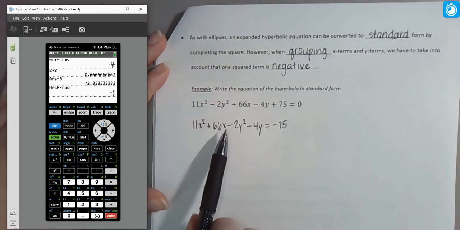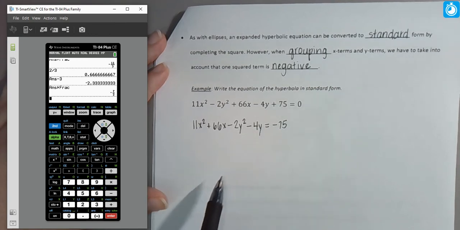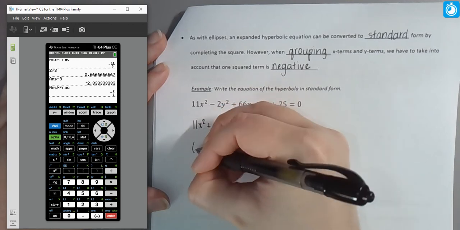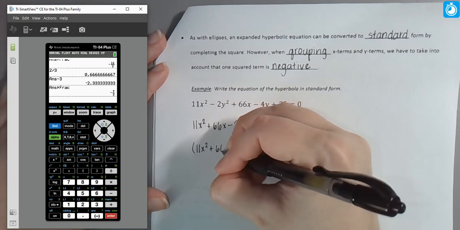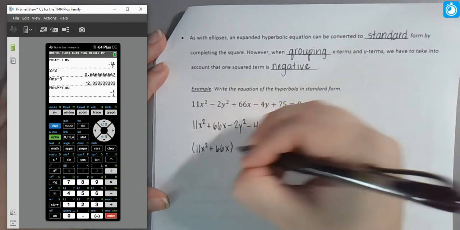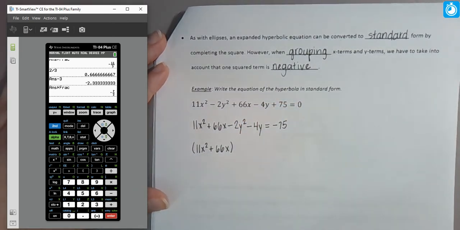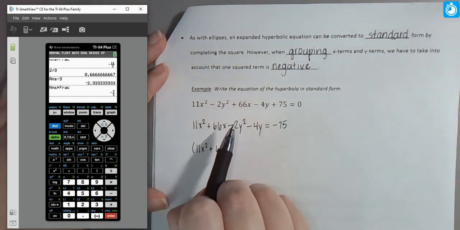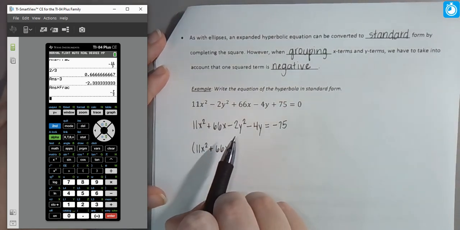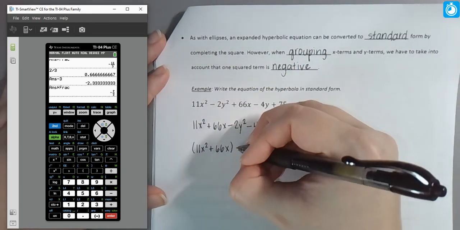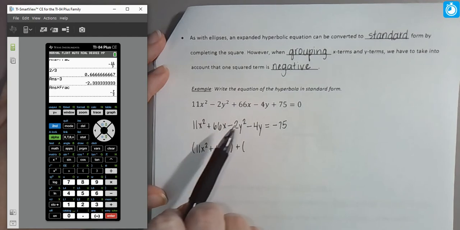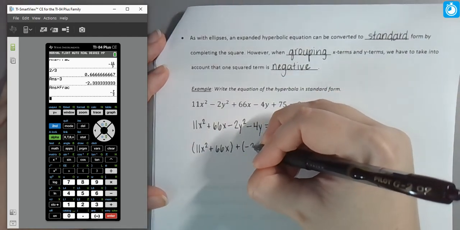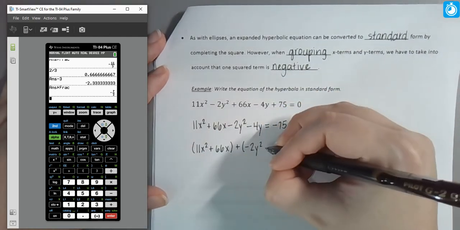So I now want to group the terms that go together, so the x terms and the y terms. Now, grouping the x terms is not a problem because the quadratic x term is positive. Now, when I group the y terms, I'm going to keep the negative with my 2, and I'm going to change it into an addition of that grouping. So I'm going to keep the negative with the 2 because negative is part of the y squared coefficient.